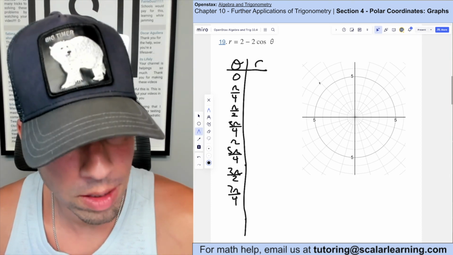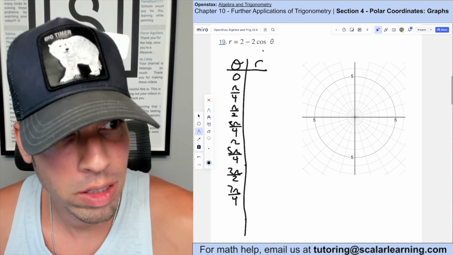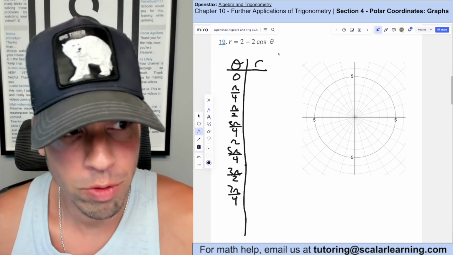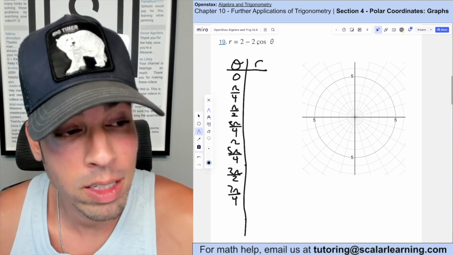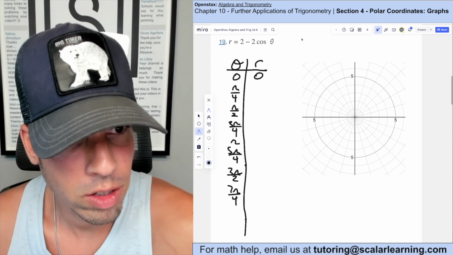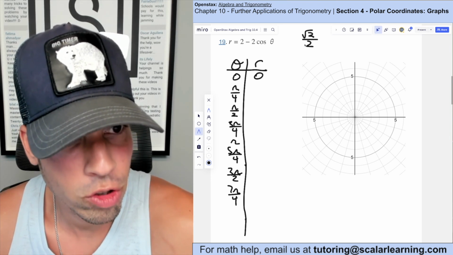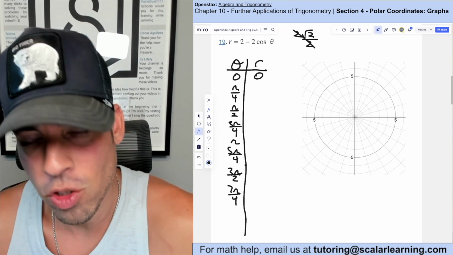This will fit nicely and give us enough information to make a graph. So let's plug and chug. So first, we're going to plug in 0. Cosine of 0, if you remember from the unit circle, is 1. So it's going to be 2 times 1, and then 2 minus 2 times 1, which is 0. Cosine of pi fourths is rad 2 over 2, times 2 would just be rad 2. And then 2 minus rad 2.